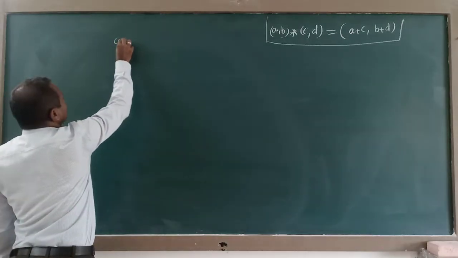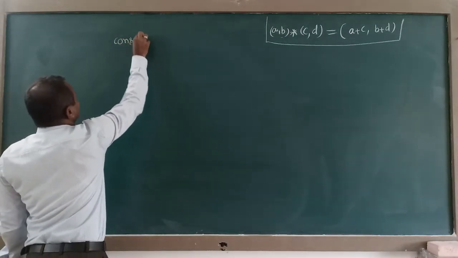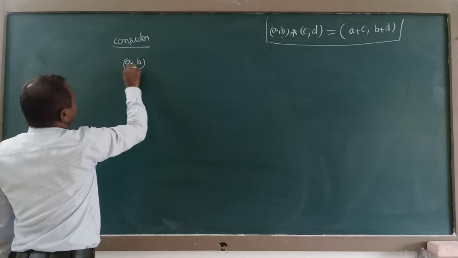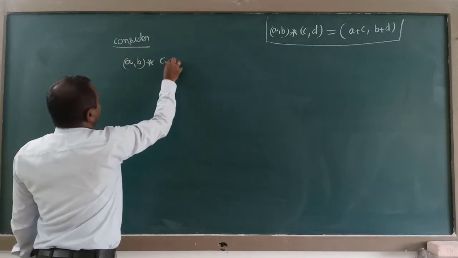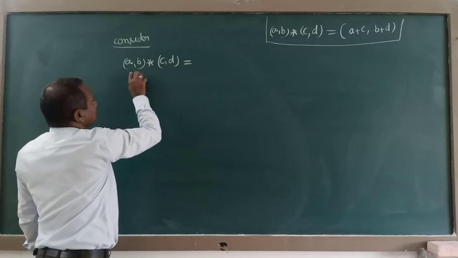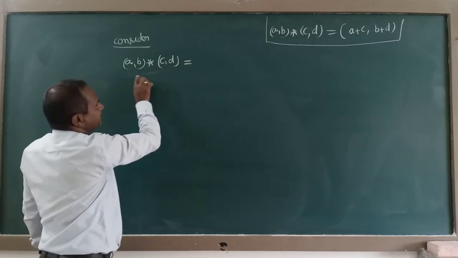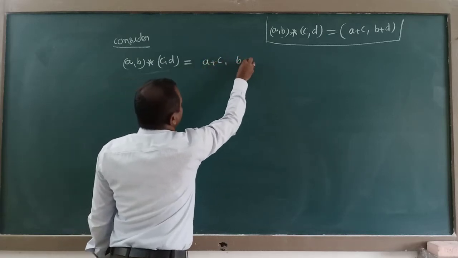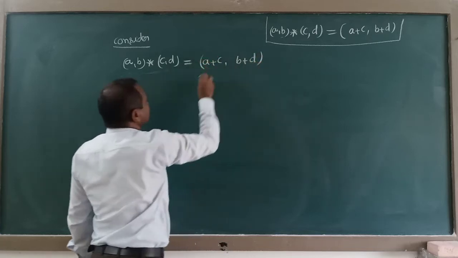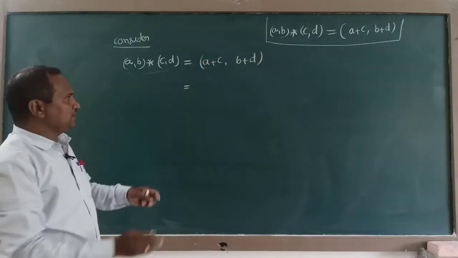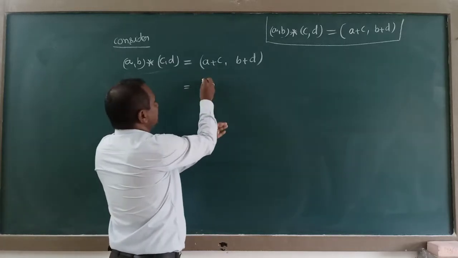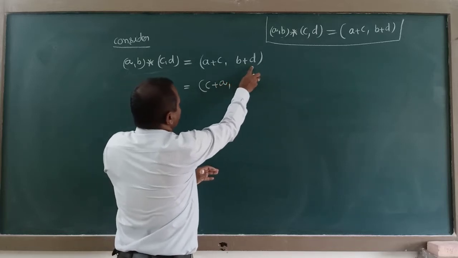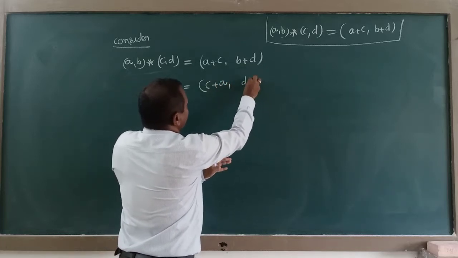Consider (A, B) star (C, D). For the star of these two ordered pairs they gave the definition, that is (A plus C, B plus D). It is also one ordered pair. Here A plus C can also be written as C plus A. If you take it reversely, you will get the same value. Even B plus D we can write as D plus B.